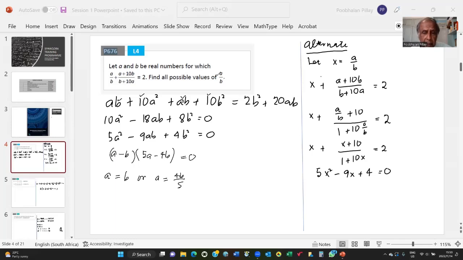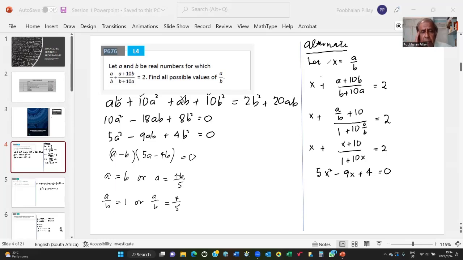But the question is to find a over b. So if you divide on both sides by b, you will get a over b. That's got two values. It's either equal to 1 or 4 over 5. And these are the two possible values of a over b.